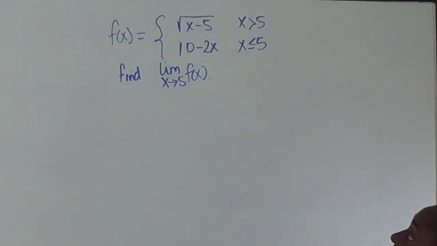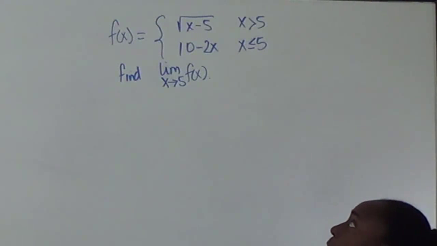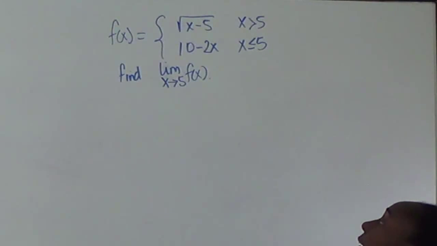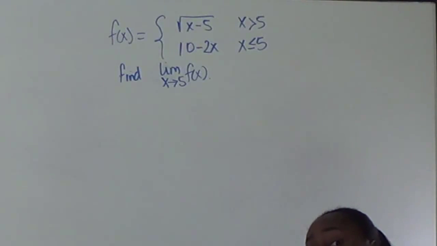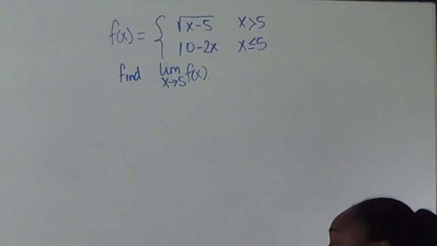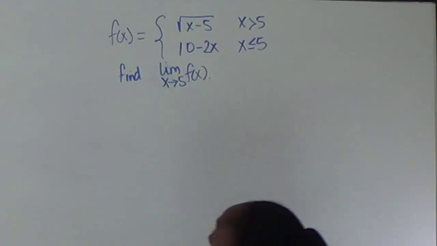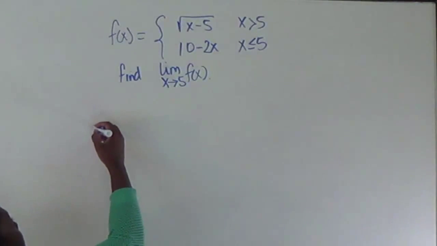So here, if I look at f of x equaling the square root of x minus 5 for when x is greater than 5, and 10 minus 2x for x less than or equal to 5, then if I want to find the limit as x goes to 5, I've got to consider the fact that both sides may be doing different things. Okay? And so here, again, I'm going to need one-sided limits.